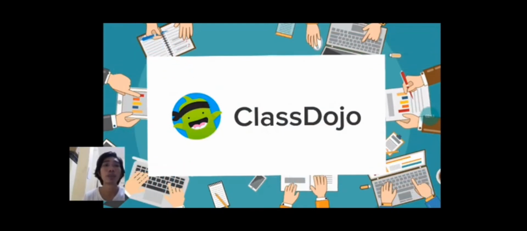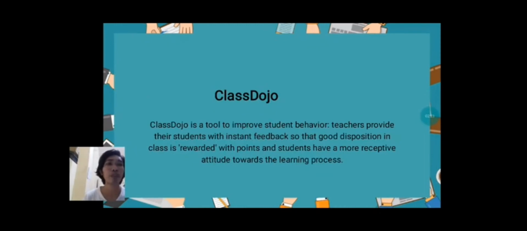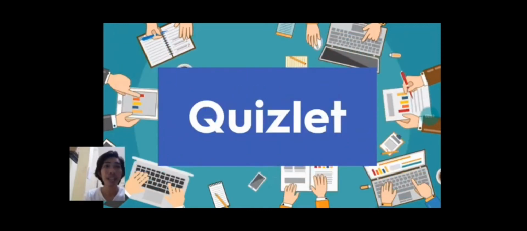Next is ClassDojo. ClassDojo is a tool to improve student behavior. Teachers provide their students with instant feedback so that good disposition in the class is rewarded with points, and students have a more receptive attitude towards the learning process. ClassDojo provides real-time notifications to students, for example, well done Earl, you have a +1 for working collaboratively. The information that is collected about student behavior can be shared later with the parents and administered through the web.